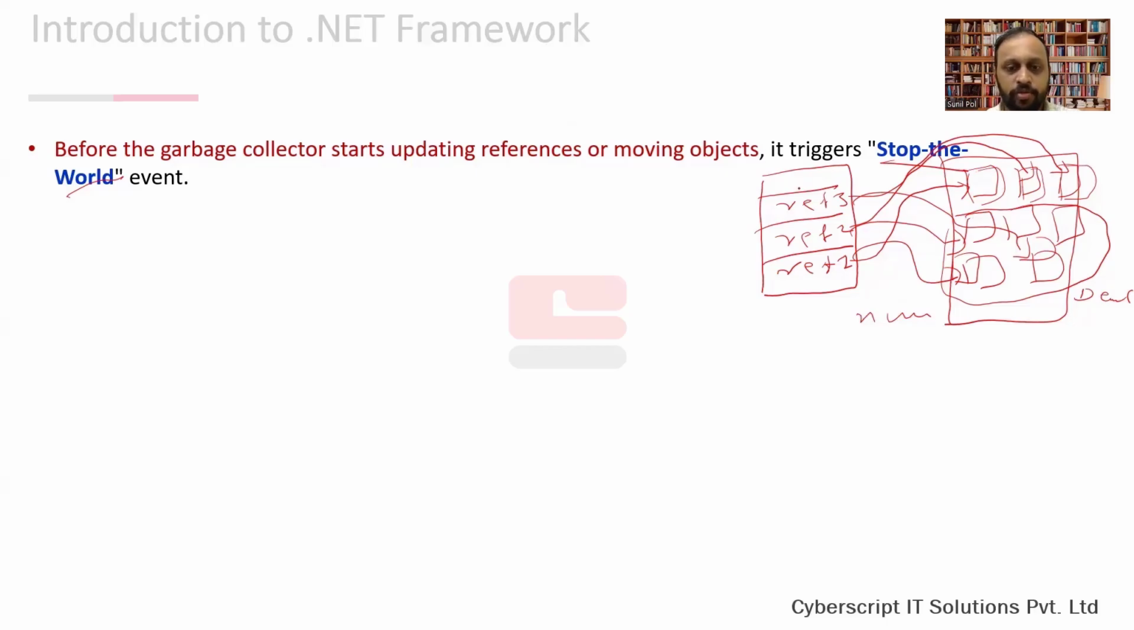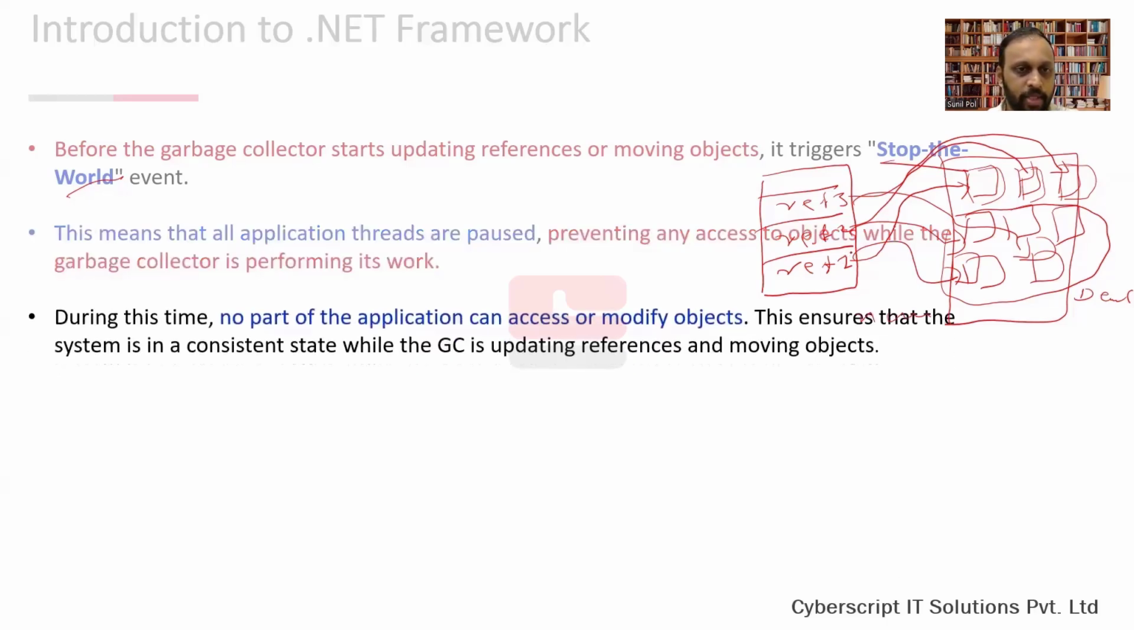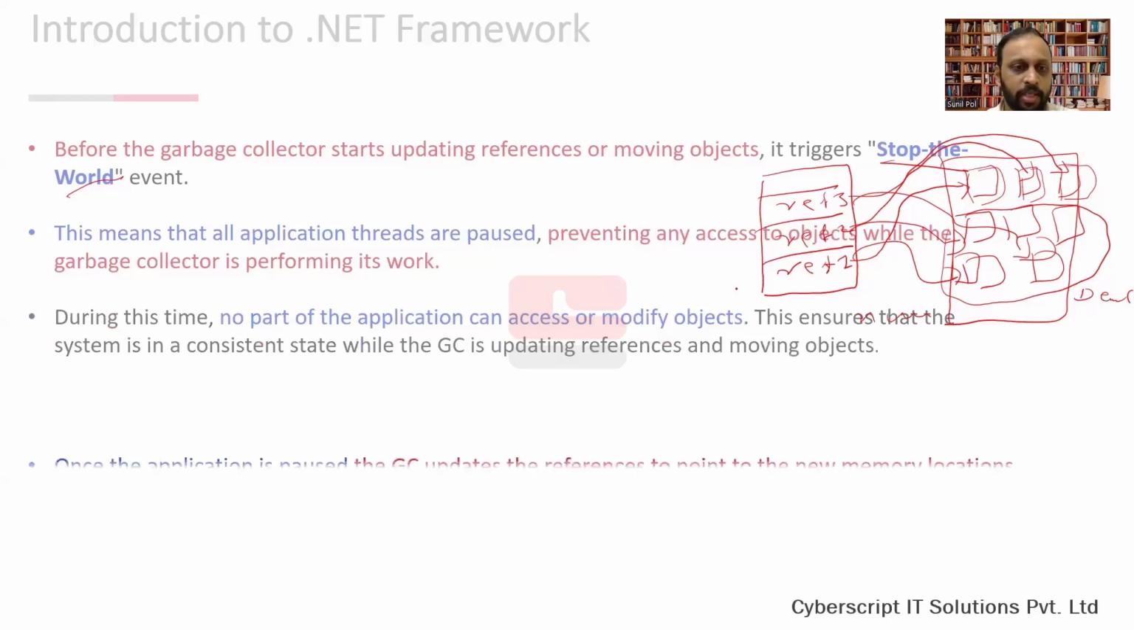So what is the use of the stop the world event? This means that all application threads are paused, preventing any access to the objects while the garbage collector is performing its work. So during this time, all the threads would be in a paused state. During this time, no part of the application can access or modify objects. So meanwhile, the application cannot use those memory addresses or those objects from memory. So it would be in a paused state. This ensures that the system is in a consistent state while the GC is updating references and moving objects.